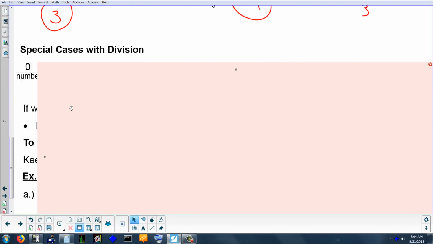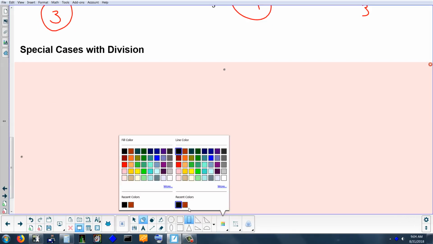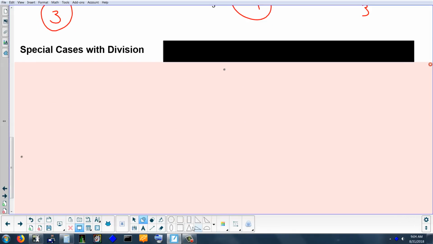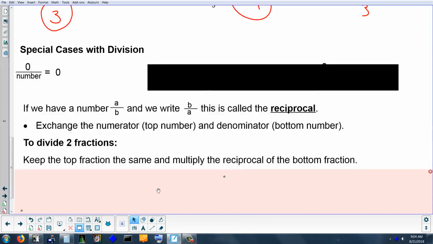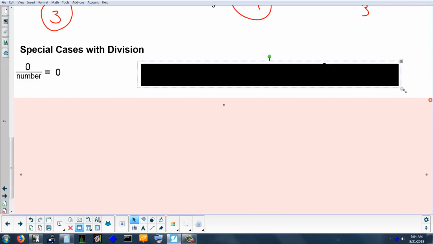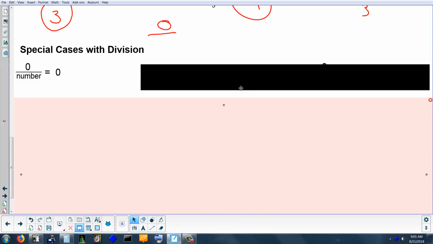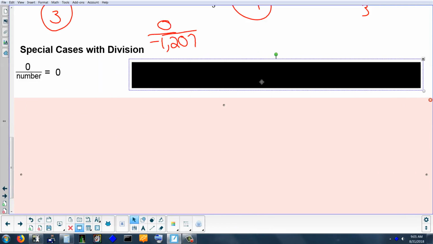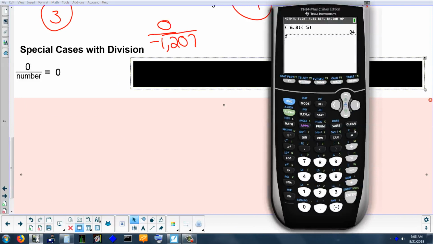Now we got special cases. This is when we're dividing something by 0. So you guys probably know this. If we have 0 divided by a number, you don't have to write this down, like 0 divided by negative 1,207, it doesn't matter. Your answer is going to be 0. If 0 is on the top, whatever number is on the bottom, I don't care how big it is or how small it is, your answer is going to be 0. I don't care if it has you doing a bunch of math on the bottom, like 0 over 4 times 2 plus 5. Doesn't matter. Your answer is still going to be 0.